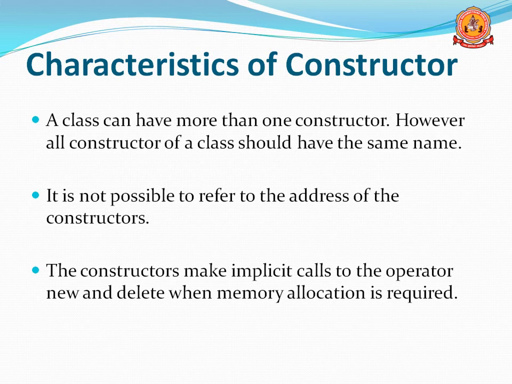A class can have more than one constructor. For a class we can create multiple constructors. However, all the constructors of a class should have the same name, because the name of the constructor is the same as the class name. So multiple constructors are allowed in a class, but the constructor name should be the same and you have to change the argument list. The argument lists should be different.